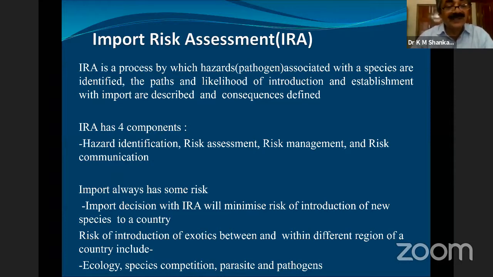Now, the risk always includes not only your farm animals, but also risk to ecology. You have to look at the ecology. Tilapia was introduced long ago without any guidelines. Now, what is the problem? Tilapia is there everywhere in India. So you have to look at the ecological consequence.